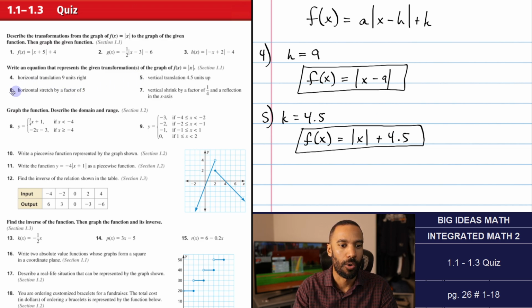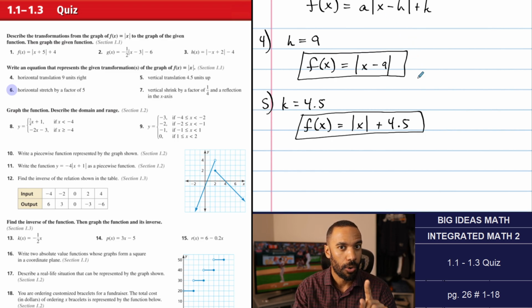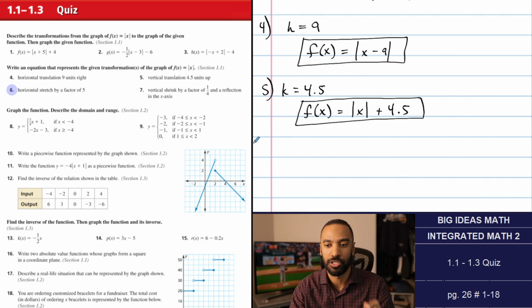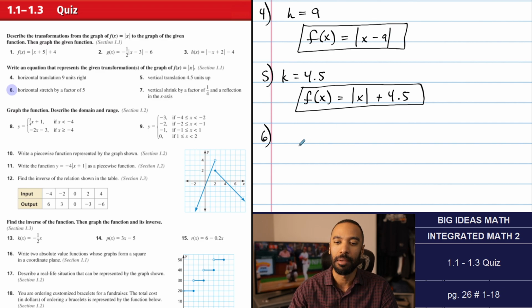Number 6. Horizontal stretch by a factor of 5. Now, I have not referred to horizontal stretches and compressions. Very specifically, A is a vertical stretch factor. So 6 is a little bit jarring, perhaps, compared to the videos I've done before. Let me get into this as best as possible with you.